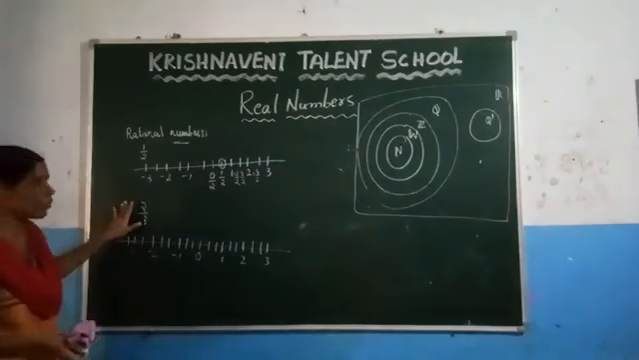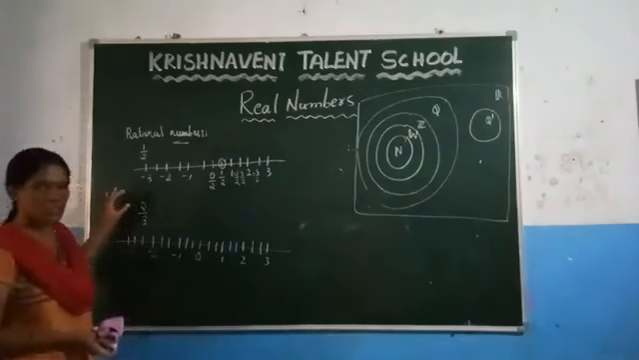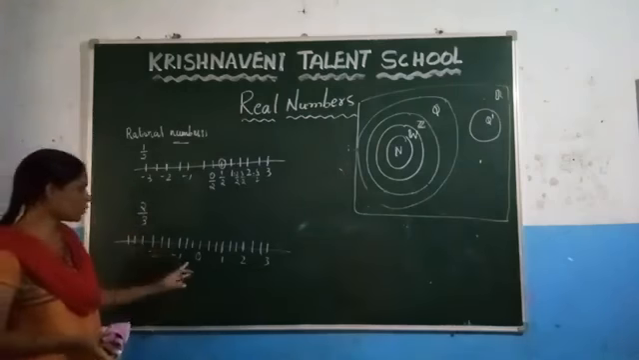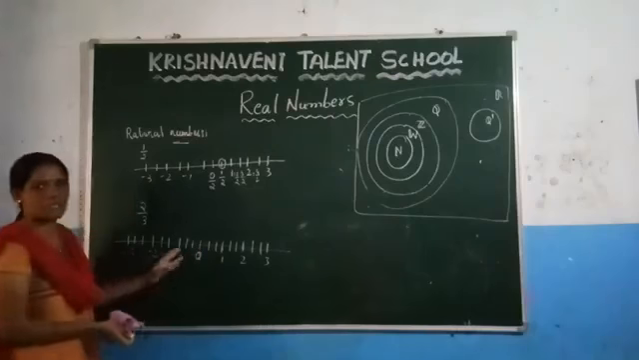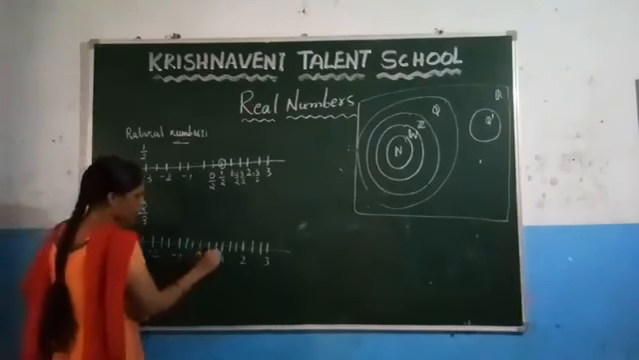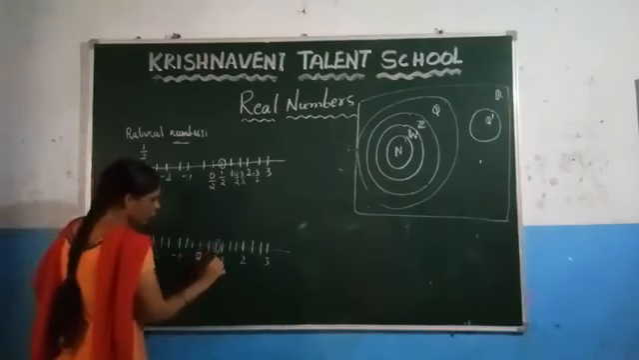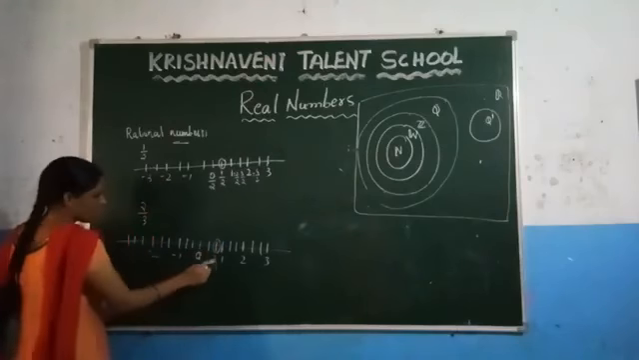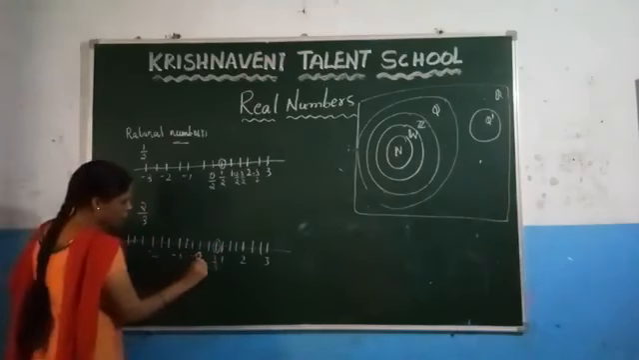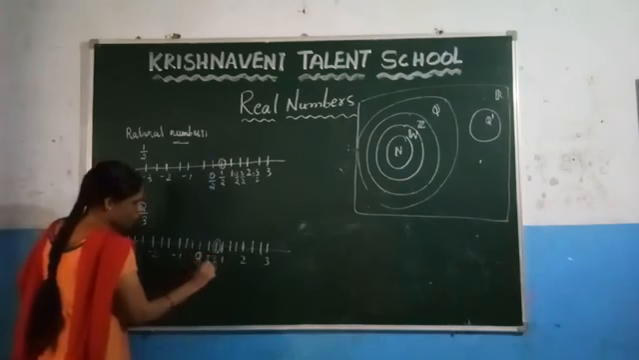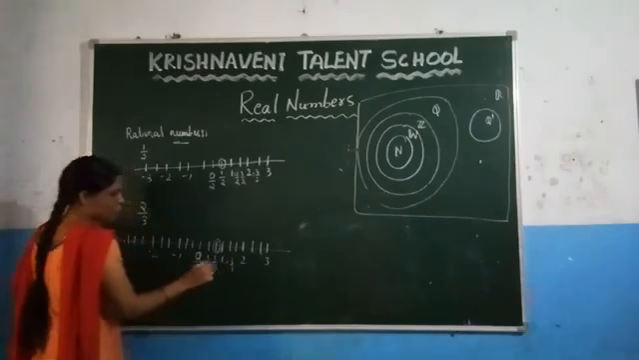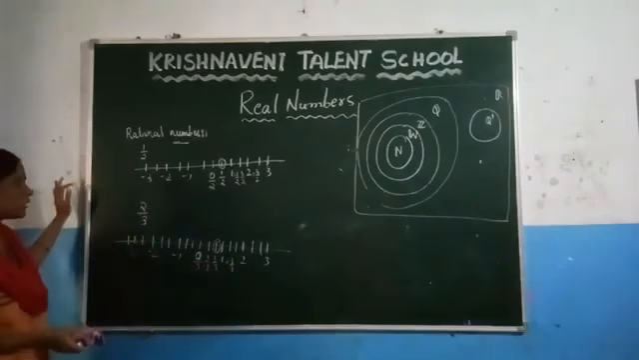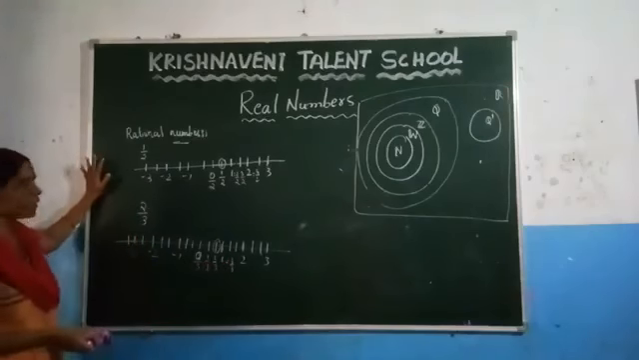Now you have to check what the numerator is. Since the numerator is positive, from 0 you have to move 2 steps to the right side of 0. Here this is 1 by 3 and this is 2 by 3. If you want to check it, you can write this as 0 by 3, this is 1 by 3, this is 2 by 3, and this is 3 by 3, which is equal to 1. Like this you have to represent rational numbers on a number line.